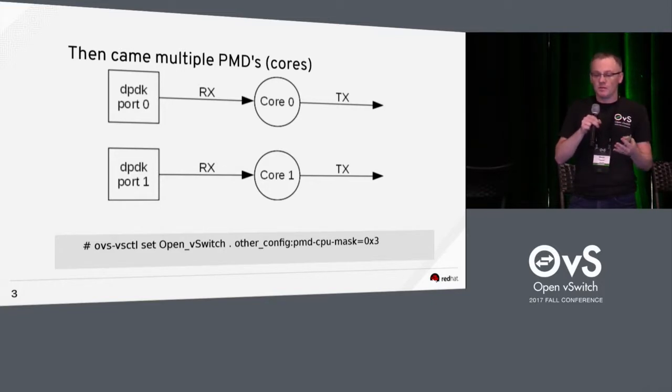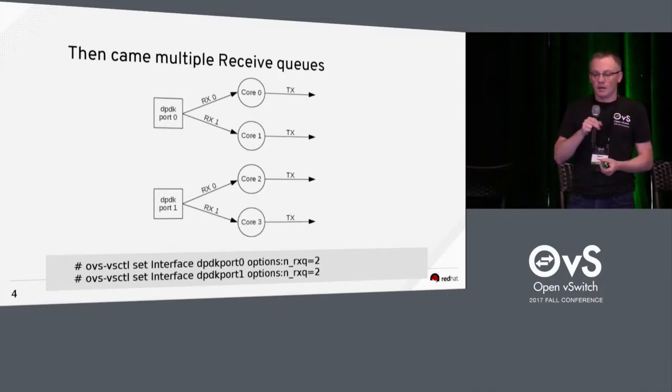So in this case, that's fine, but again, even on DPDK port 0, we could have a lot of traffic, and maybe there's some decapsulation, and maybe it needs to go to a VM, so we could still end up with packet drops. Okay, so then came multiple receive queues.